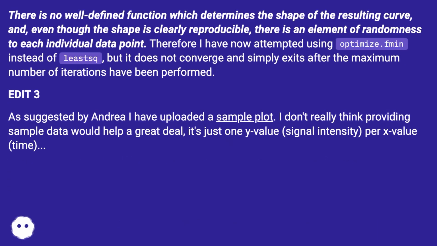Edit 2. There is no well-defined function which determines the shape of the resulting curve, and even though the shape is clearly reproducible, there is an element of randomness to each individual data point. Therefore I have now attempted using optimize.fmin instead of leastsq, but it does not converge and simply exits after the maximum number of iterations have been performed. Edit 3. As suggested by Andrea, I have uploaded a sample plot. I don't really think providing sample data would help a great deal. It's just one Y value, signal intensity, per X value, time.